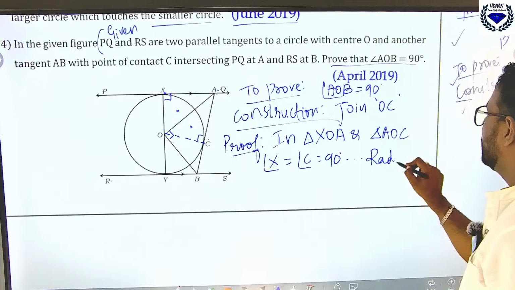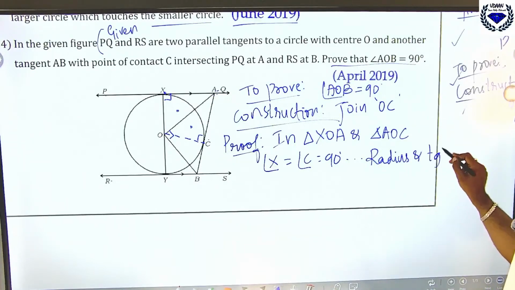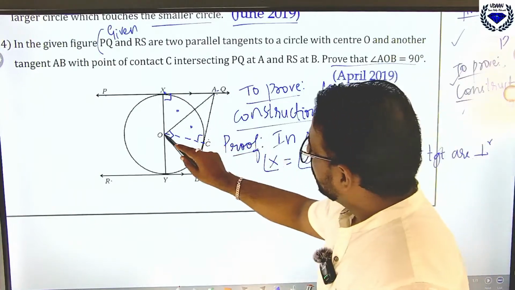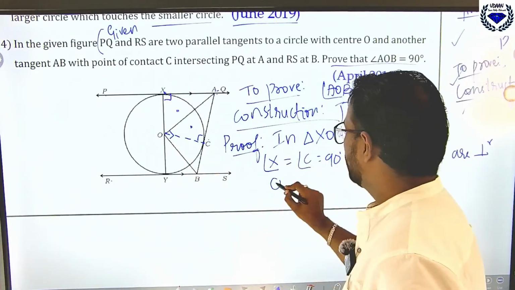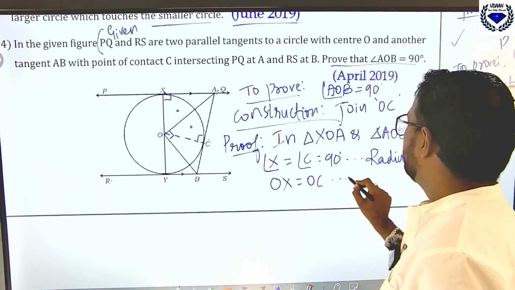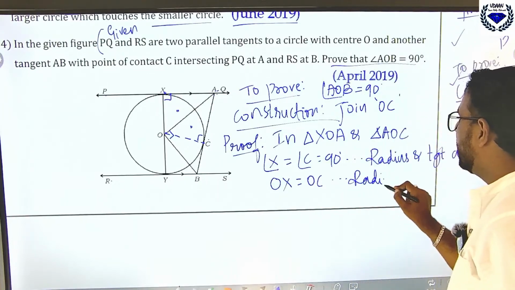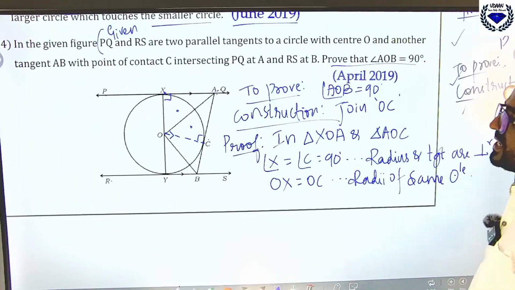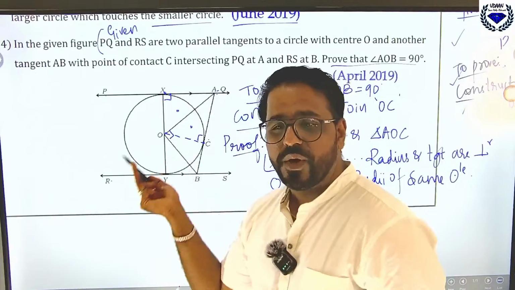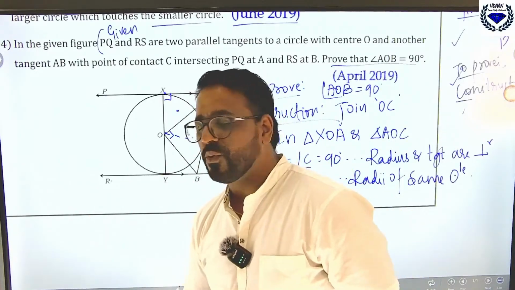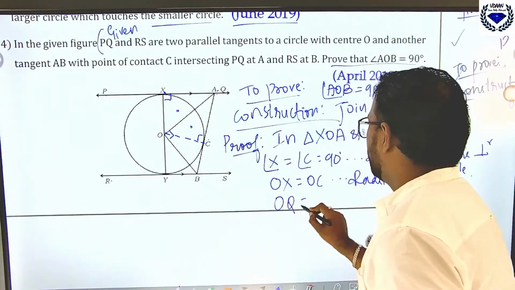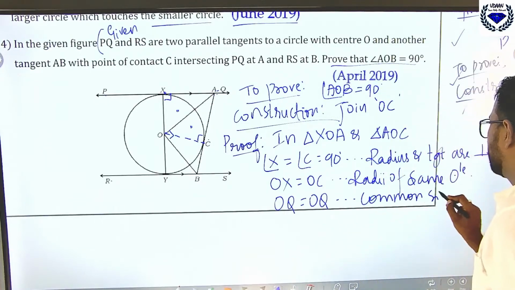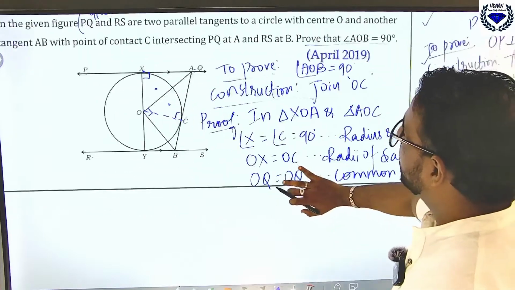Why? Radius and tangent are perpendicular. Coming to the next one, OX is equal to OC. Why is OX equal to OC? Because they are radii of the same circle. Similarly, OA is equal to OA. Can you tell me why? Because it is common, a common side. Now what can I write?